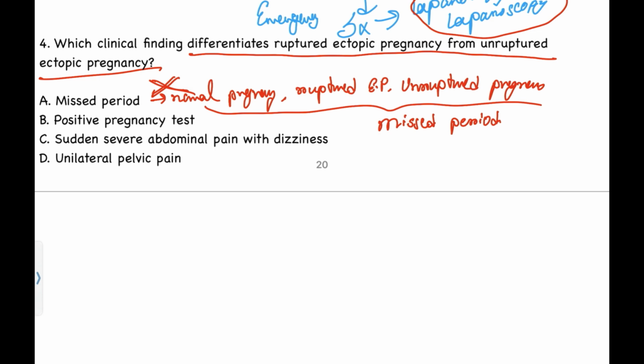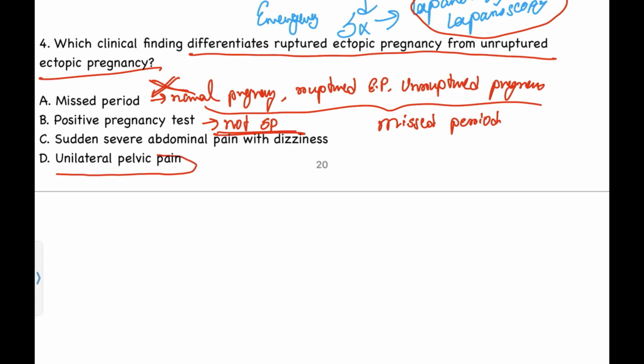Now, positive pregnancy test is also not specific, because if a mother is carrying a ruptured ectopic pregnancy, at that time also the mother is pregnant. If the mother is carrying an unruptured ectopic pregnancy, that is also one kind of pregnancy. If a mother is carrying a normal pregnancy, at that time also it will give you a positive pregnancy test. So it is also not specific in such cases.